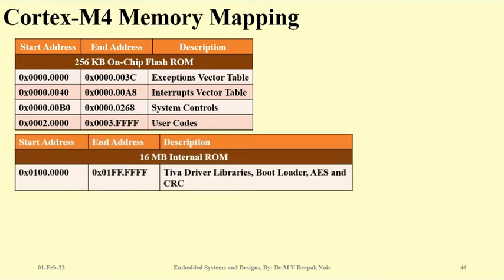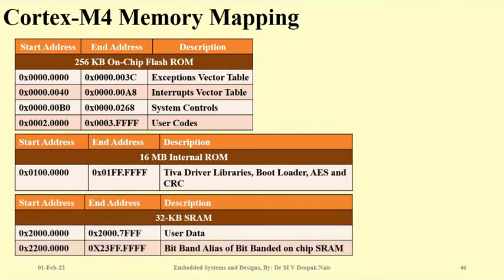Now coming to the second part, 16 MB of internal ROM. This is kept apart for the TIVA, that is the vendor specific driver libraries, bootloader, AES, like I said, the encryption part, and error correction and detection related codes. So this is all covered by TI. TI will be taking care of all this memory. They have kept their particular software, drivers, encryption tables, and everything in this memory. 16 MB of memory they have kept for themselves.